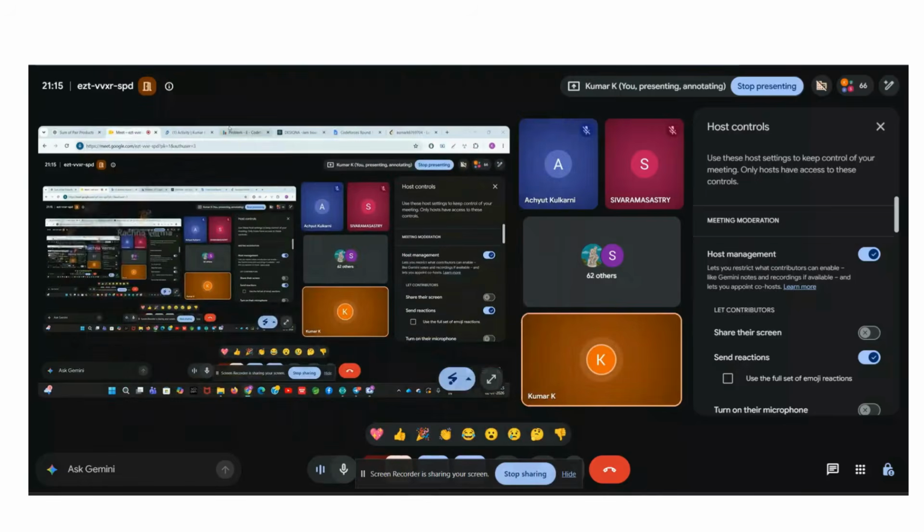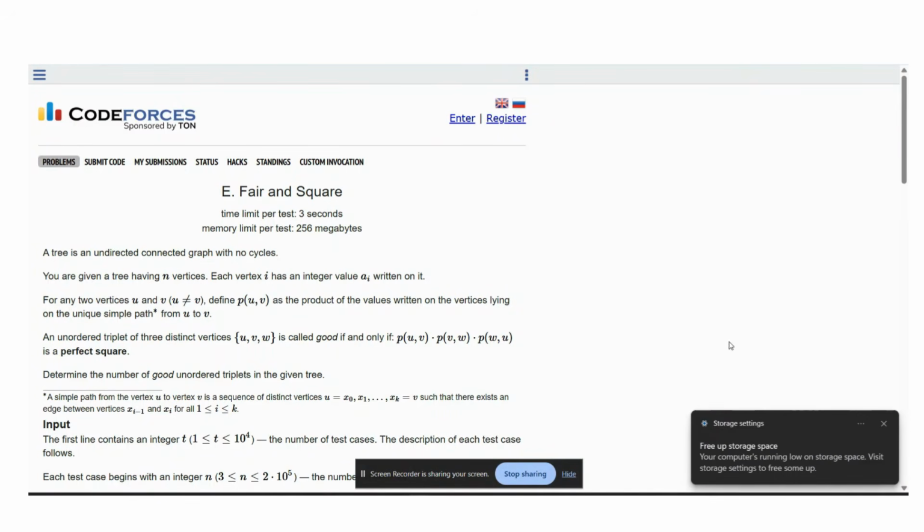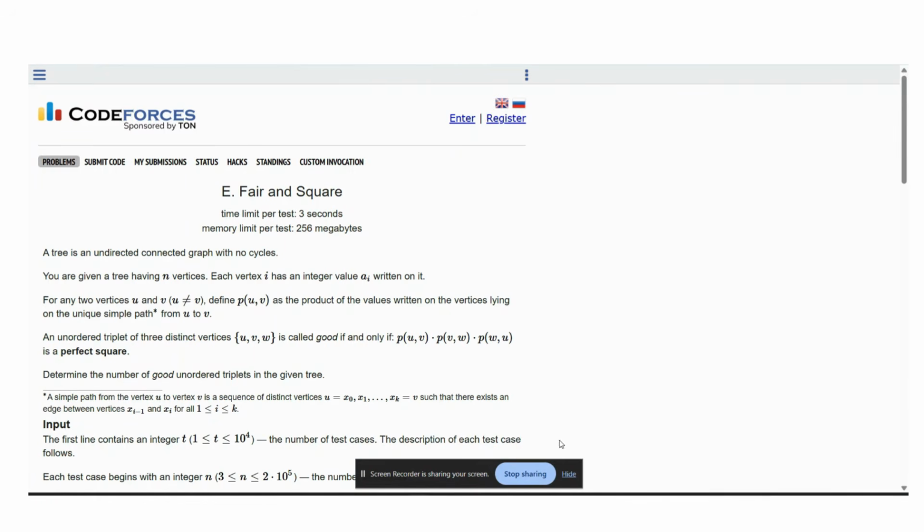So guys, with the name of God, Ram Ram, we are going to solve the maths and tree problem, which was asked in Codeforces Round 1107 Div 3E.